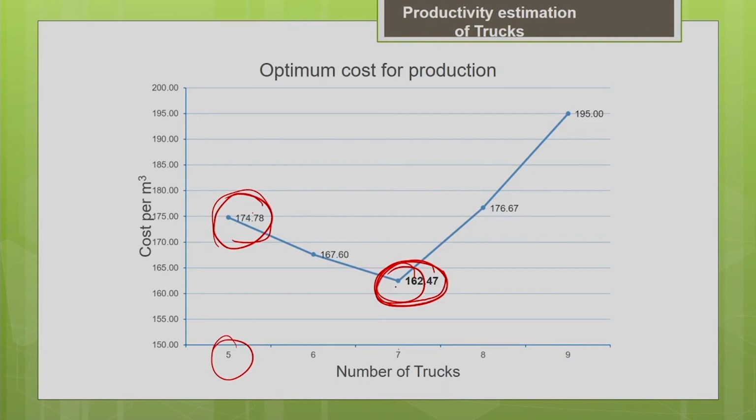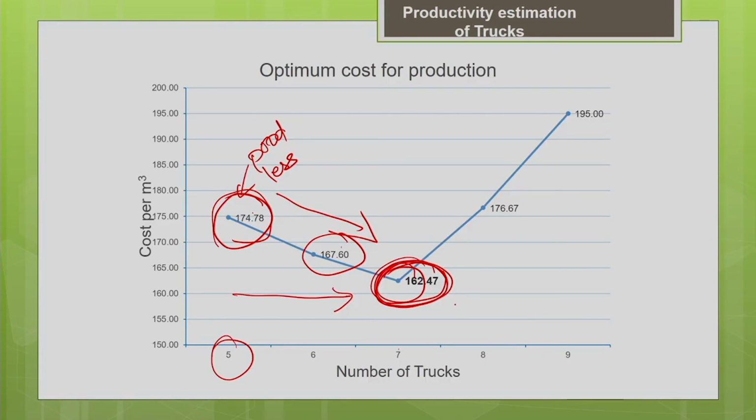Why is it higher than the optimum value? Because here productivity is less in this case. But when you increase the number of trucks, you can see that the productivity will increase significantly. So your unit production cost keeps reducing. And when you reach the balanced number, you can have the minimum unit production cost.